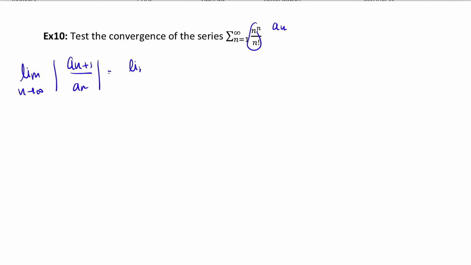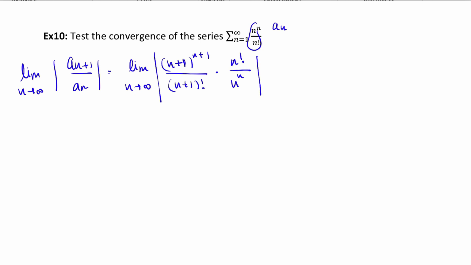So we get that this is the limit as n goes to infinity of (n+1)^(n+1) over (n+1)!. And then we can simplify this thing again. Dividing by a_n is the same as multiplying by the reciprocal, so we get n! over n^n. So what can we do here? Well, let's see. I can do a lot of things.